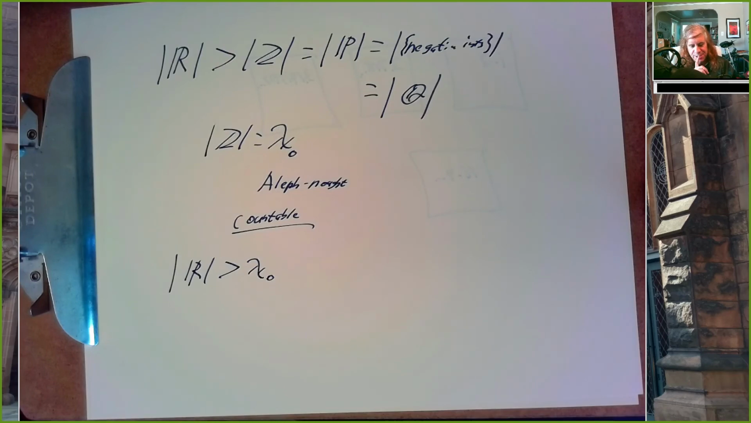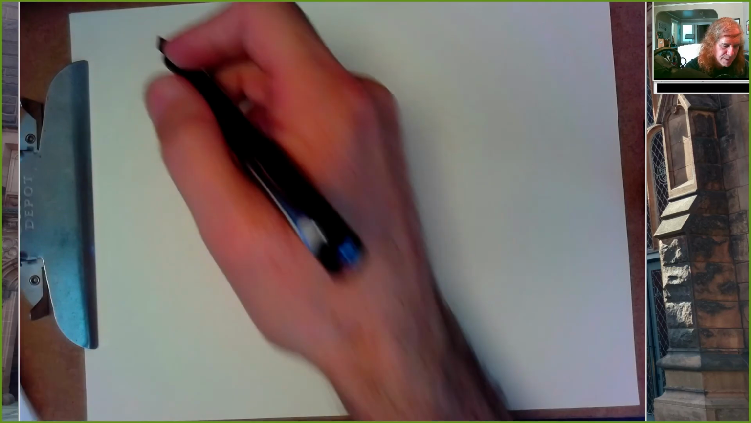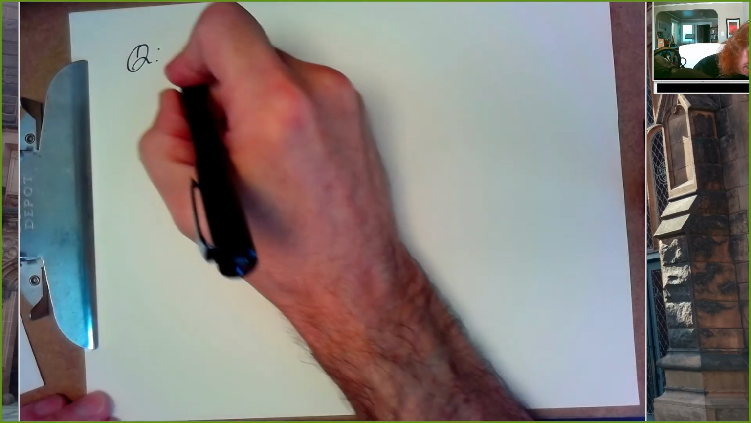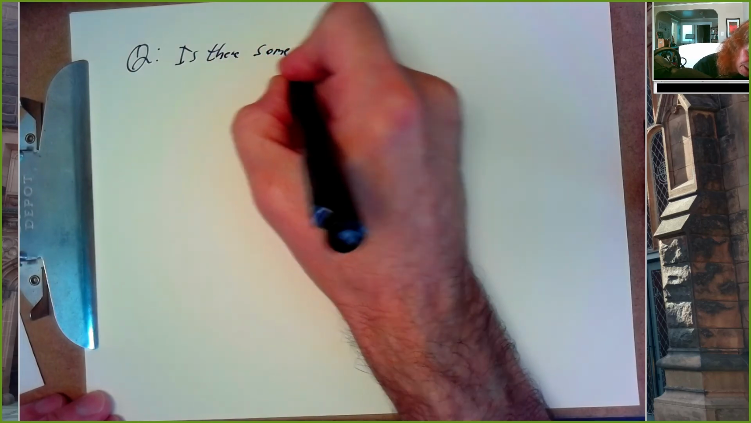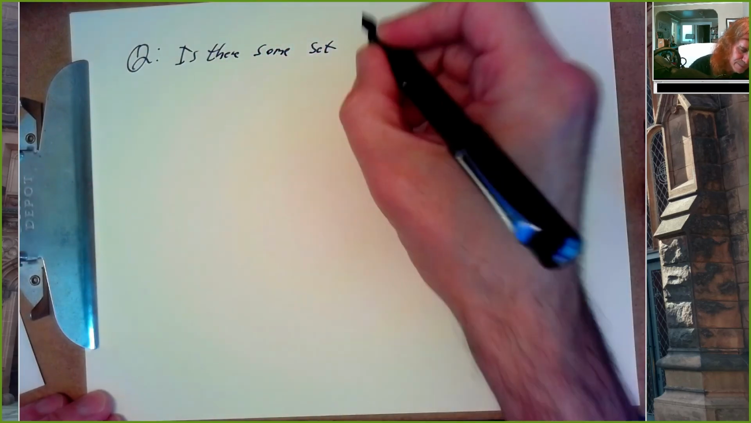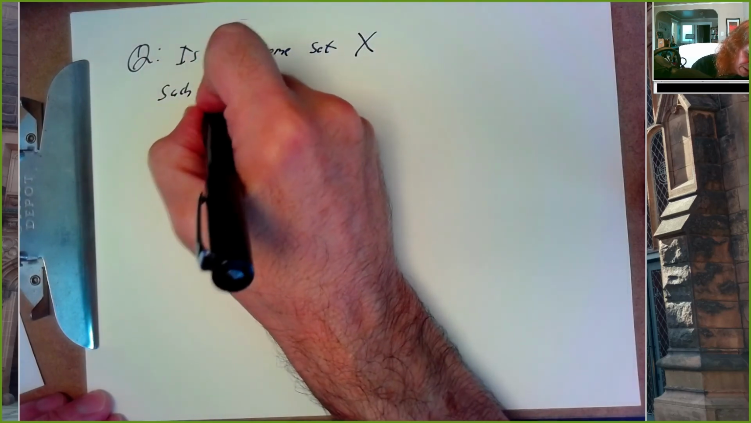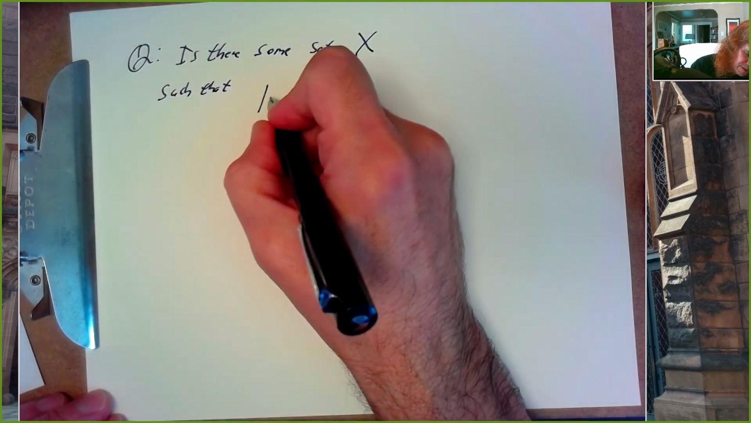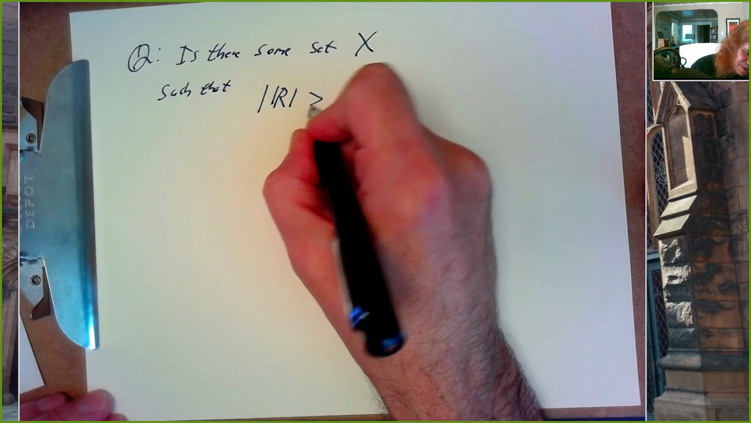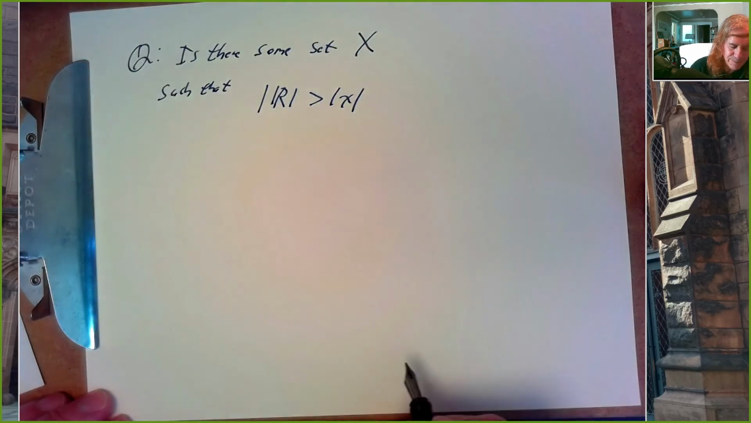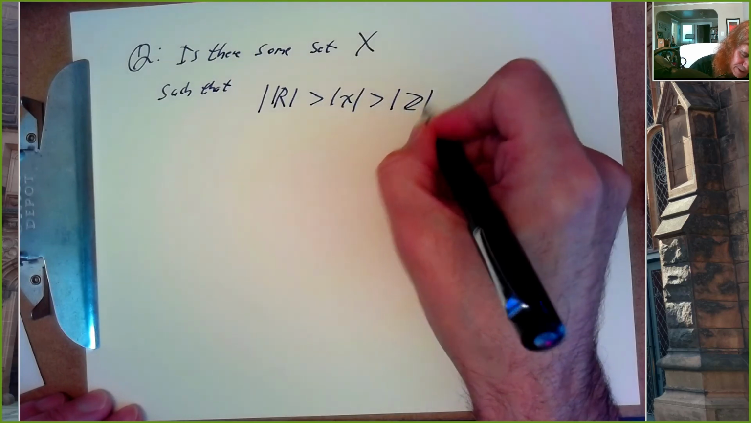So here's the interesting question. So question: is there some set, I'll call it X, such that the real numbers have bigger cardinality than X, and X has bigger cardinality than the integers?